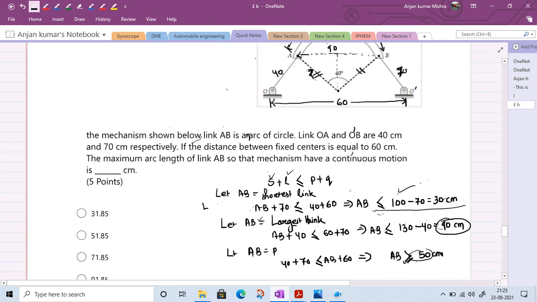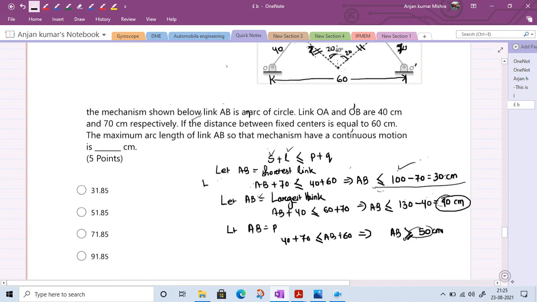Okay, so this angle will be equal to 20, this angle will be equal to 20. So from this right angle triangle we can find out this radius value. This value is equal to 45, this is also 45.